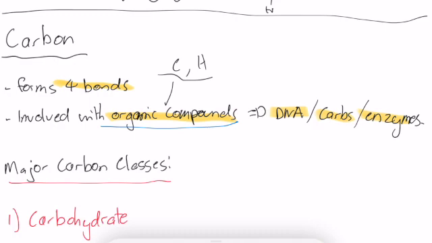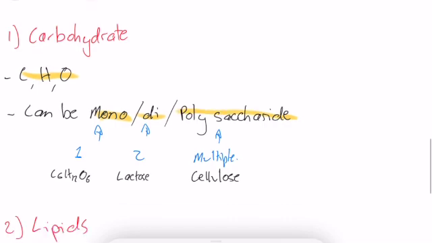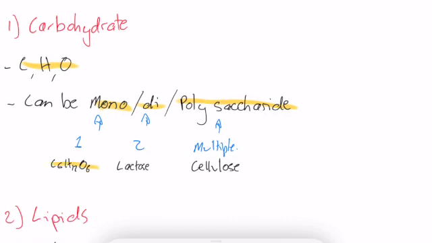So our major carbon classes are things like carbohydrates, presence of carbon, hydrogen, and oxygen. And we know carbohydrates can be segmented into things like monosaccharide, disaccharide, or polysaccharides. So I just did some brief examples. We know a monosaccharide is something like glucose, disaccharide, lactose, of course, being made from glucose and galactose, and a polysaccharide being that chain of monosaccharides. So things like cellulose.